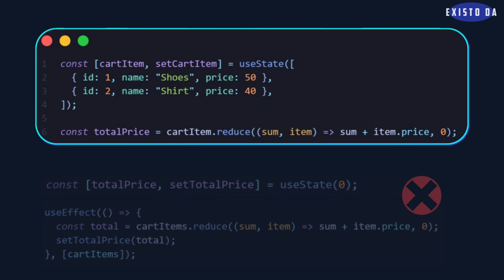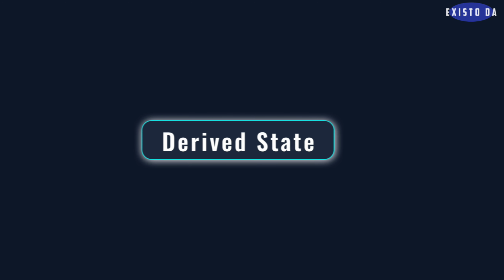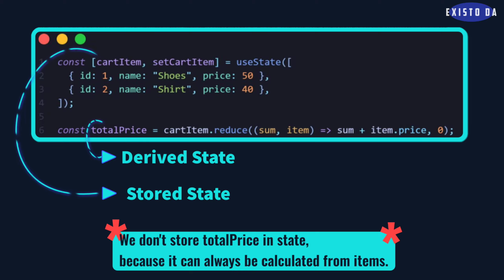No effect, no extra state, no syncing. React renders. Total recalculates automatically. That's derived state. Derived state is any value you can calculate from existing state or props. If you can compute it, you should not store it.